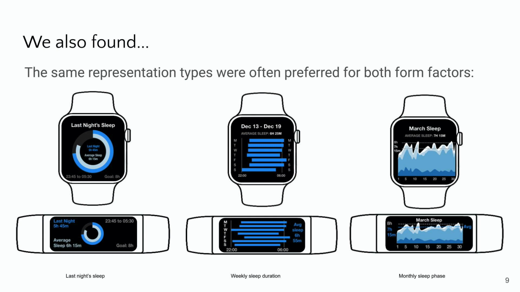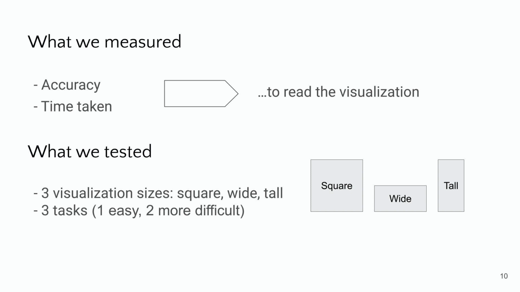The survey results also showed that the most preferred visualizations were similar for smaller and larger displays, even though the fitness band size display is roughly half the smartwatch sized display. So in the next step, we wanted to investigate if scaling down the size of the visualizations affects readability or if we can safely use the same representations on the two different form factors. We wanted to measure the accuracy and the time taken to read the sleep data visualization by testing three visualization sizes, square, wide, and tall, for 3 tasks.